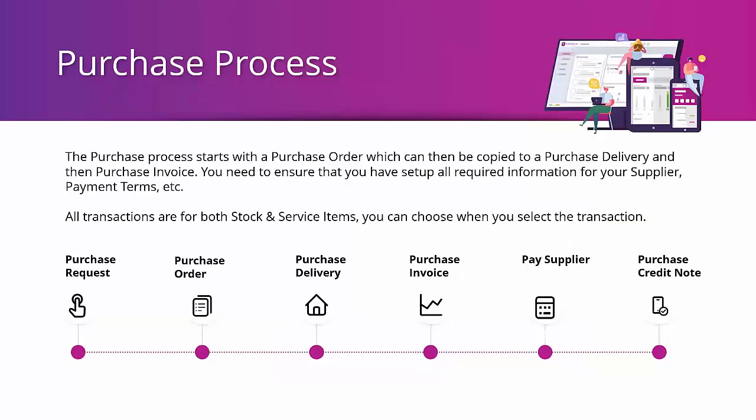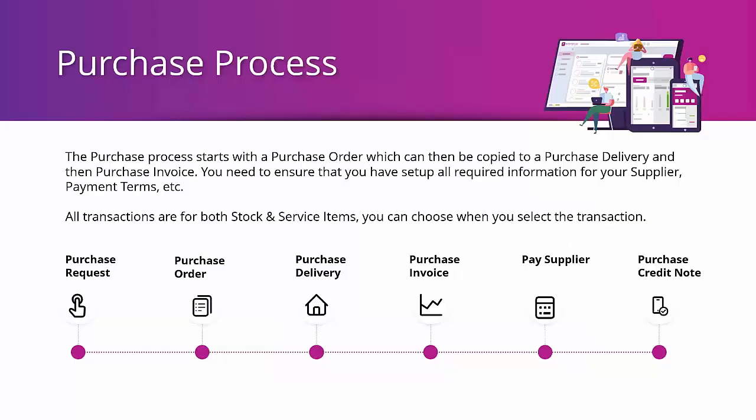So what does the purchase process look like then as we take the master data through? What happens next in terms of bringing that through on the purchase process? So ultimately, with all transactions, the same as on your sales, you can have both stock and service item transactions. So you can choose and select when you go to add that transaction.